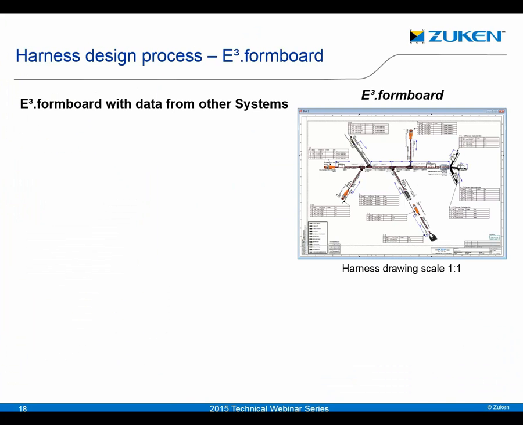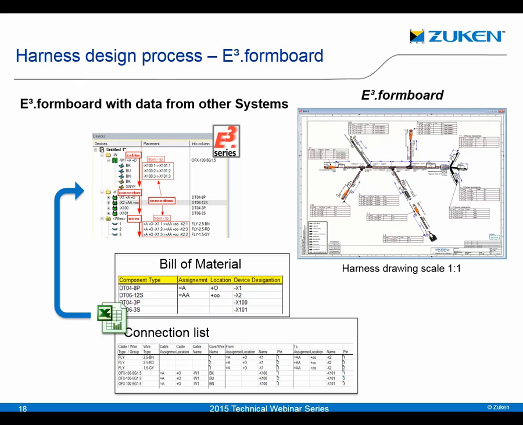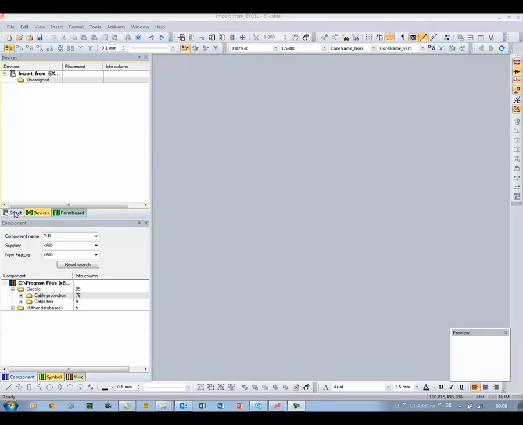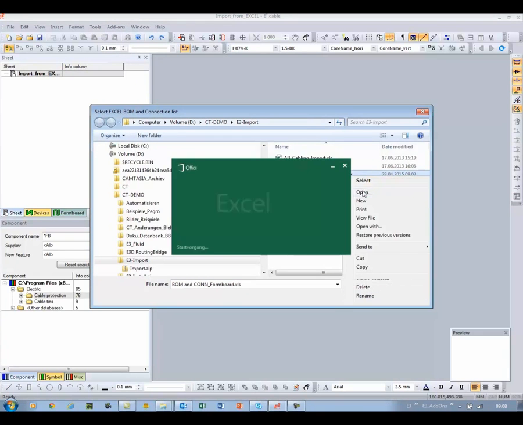Here we see an example creating a form board with Excel files from other systems. Loading a bill of material and a connection list from Excel, importing them into E3.Series, and creating a form board with the imported data. Let's see how this will work. We have an empty project, and with the add-ons menu, we start the import. First, let's have a look at this Excel file.